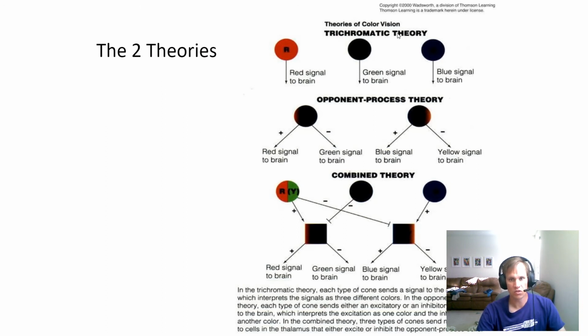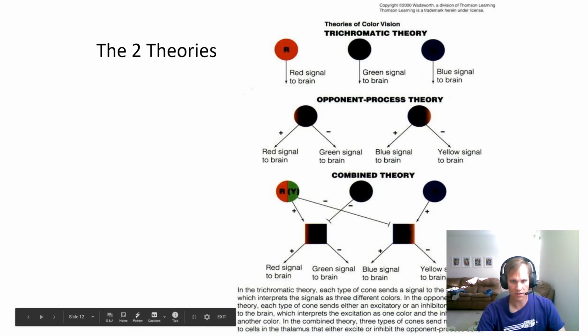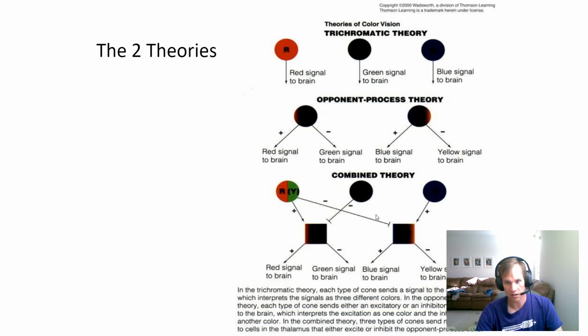Okay, so the two theories, and then the combination of them together is the combined theory, where it's a combination of the two processes interacting that actually allows us to see the colors that we see and live our everyday world in. Okay, so the trichromatic theory and the opponent process theory are the two ones to know about.